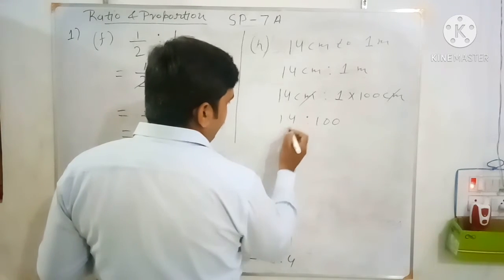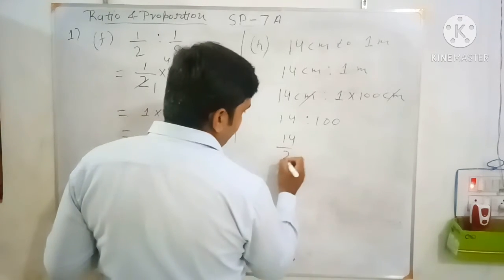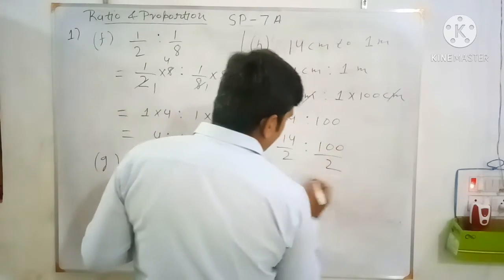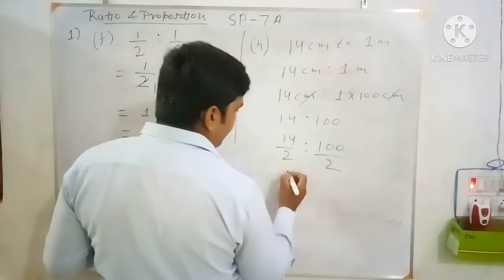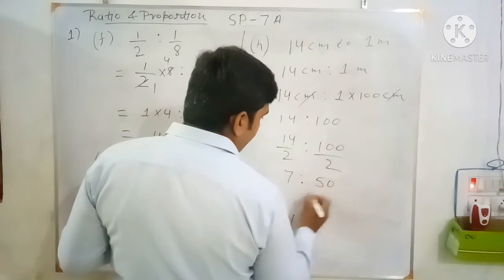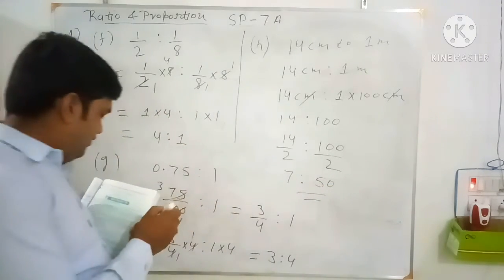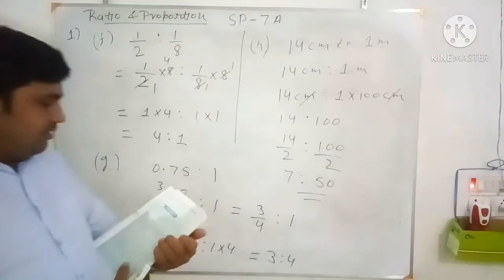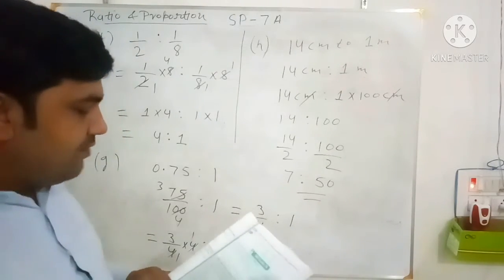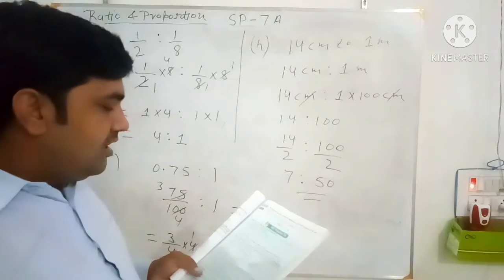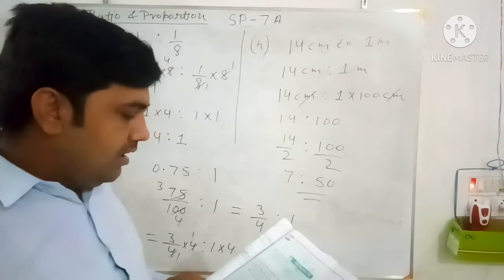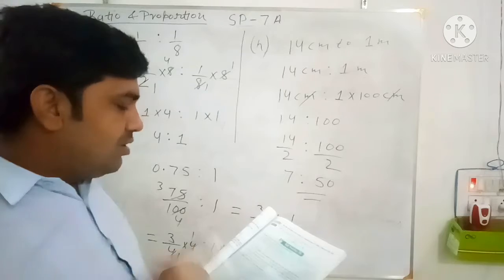So you can write 14 by 2 ratio 100 by 2. So here you will get 2 7s are 14 and 2 50s are 100. So the simplified ratio is 7 is to 50. Similarly, you can do I, 25 centimeter to 50 millimeter. Here the centimeter is the bigger unit, so convert centimeter into millimeter. So here 1 centimeter equals 10 millimeters.